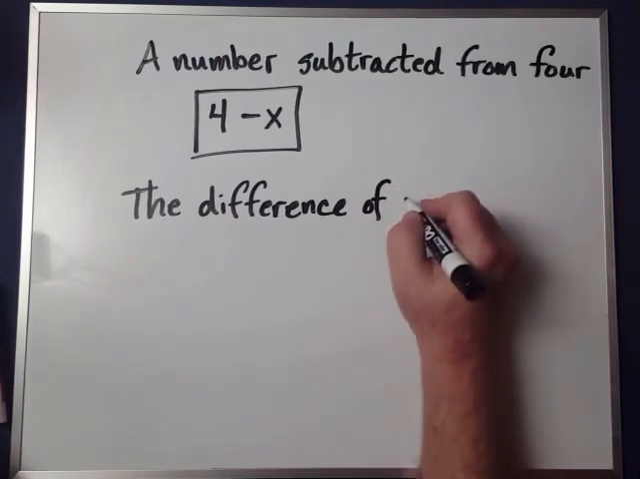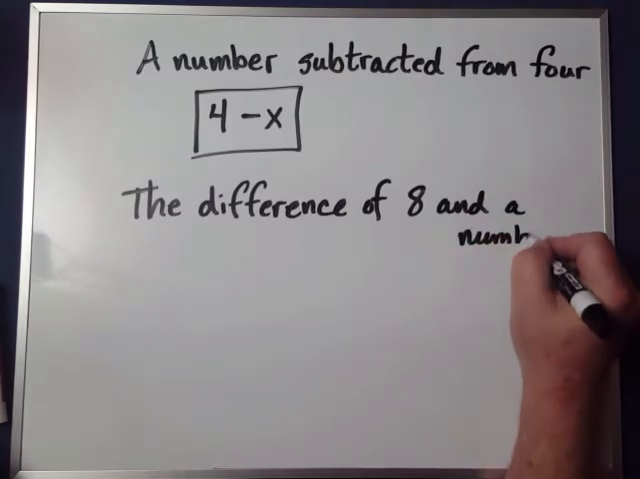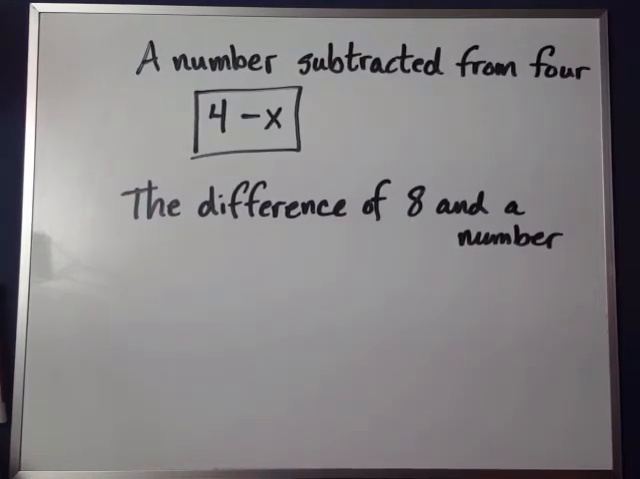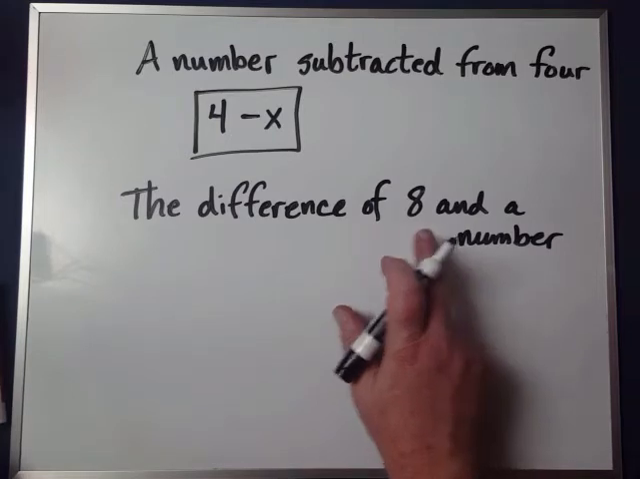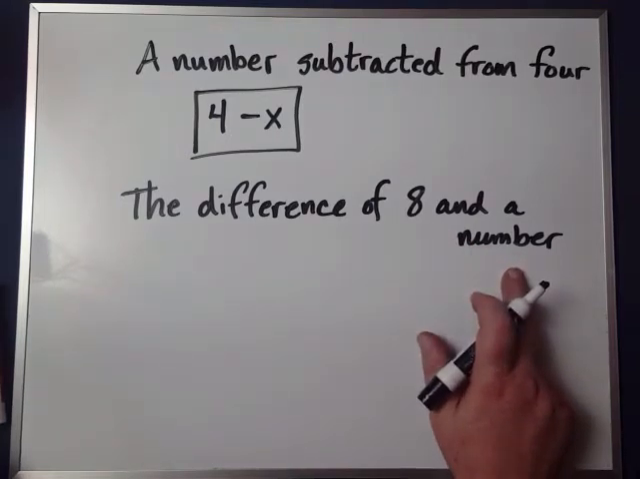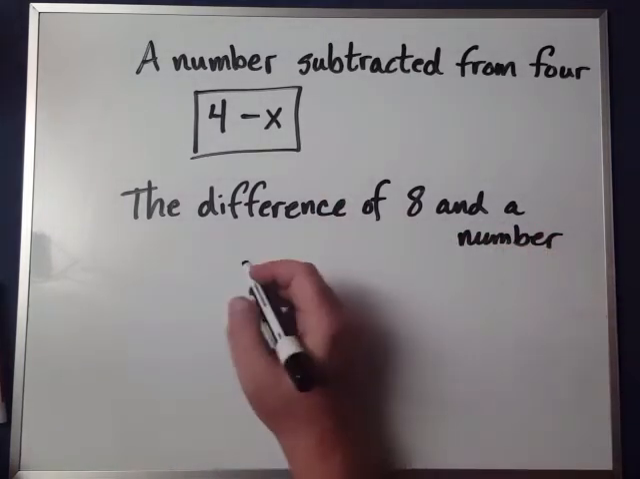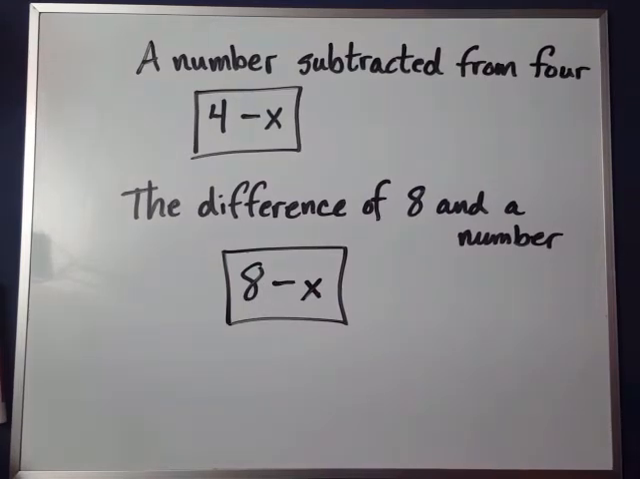The difference of 8 and a number. The difference means what? The difference is the answer to a subtraction problem. So we're subtracting. The difference of 8 and a number. When it uses language like this, the difference of, you take the expressions in the order they appear. The difference of 8 and a number is going to be 8 minus that number. When it says the difference of, you take it in the order that it appears.